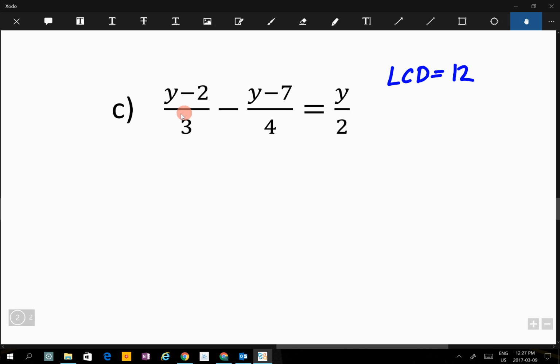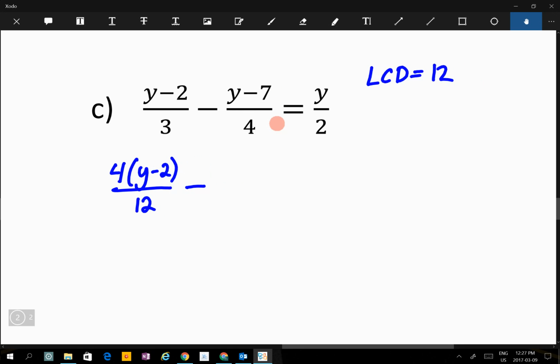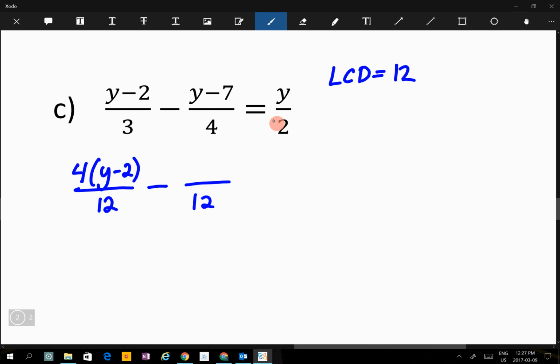So (y minus 2) over 3 becomes 4 times (y minus 2) over 3. So I multiply the top and the bottom by 4. So 4 times (y minus 2) over 12. I think I said 3, so it should be 12. My next term here, if I multiply the top and the bottom by 3, I'll get a denominator of 12. And the top I have to multiply by 3, so 3 times (y minus 7).